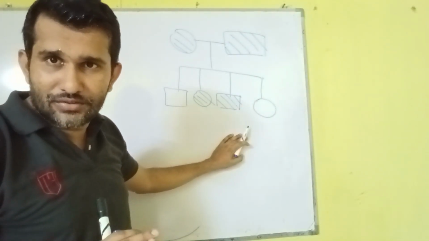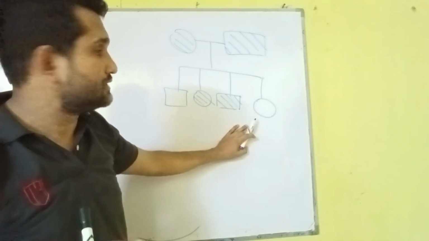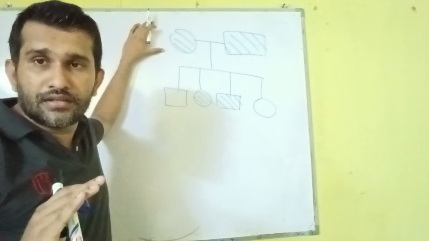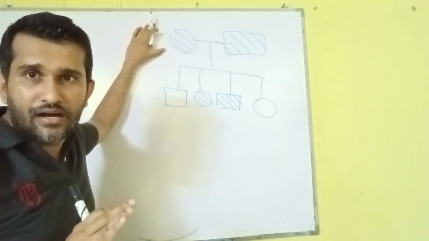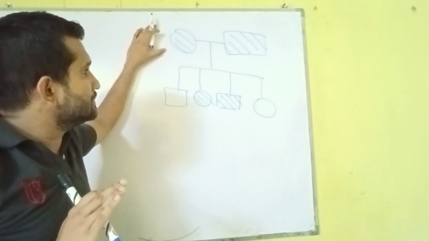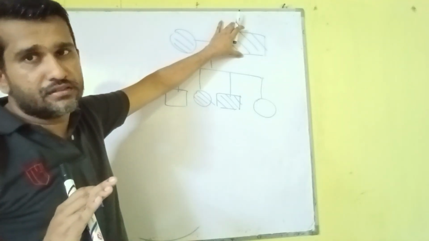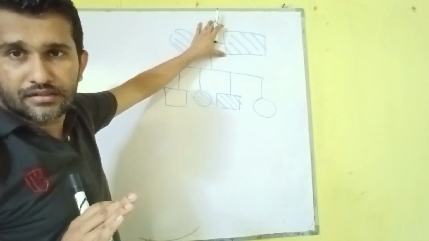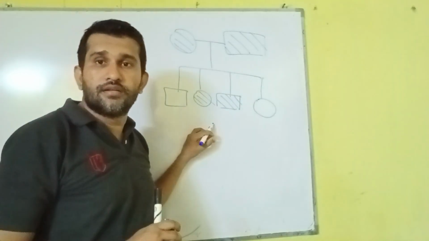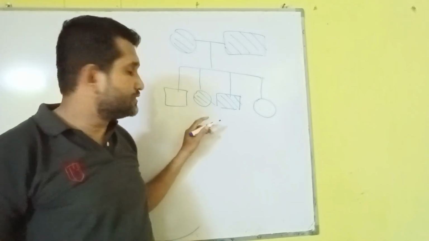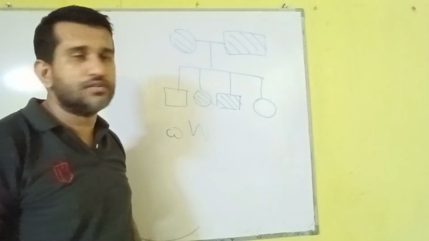This is due to the two recessive alleles, the homozygous recessive condition. That means if both the parents are heterozygous, in a dominant inheritance pattern we can see parents affected and some of the offspring affected. So let's assume the dominant allele as capital W and the recessive allele as simple w.